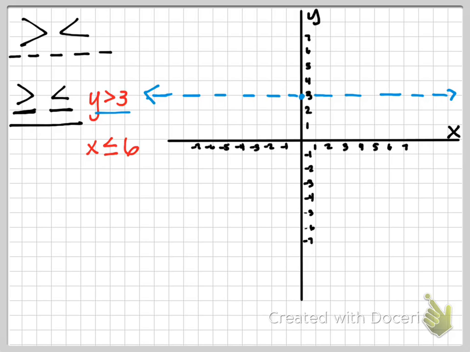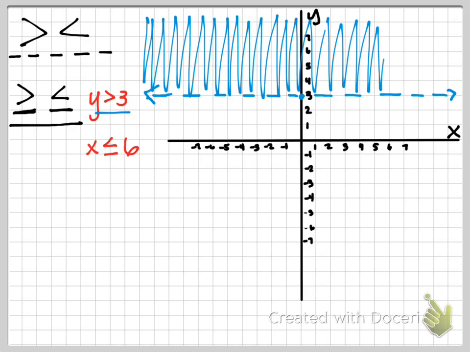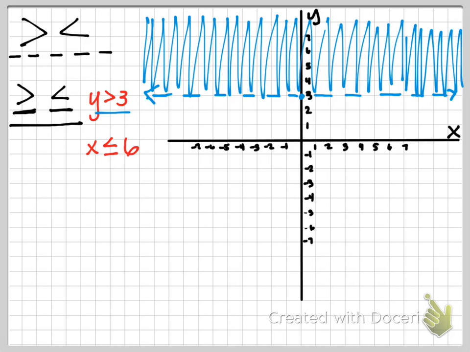Now I've got to shade because it's y is greater than. It's not just one number, it's every number that's greater than 3. Am I going to shade above the line or below the line? Let's look at the numbers. The numbers below the line are getting smaller than 3, so I definitely don't want to shade below. All the numbers above the line are getting greater than 3, which is exactly what it says: y is greater than 3. So I shade everything above the line, and you just keep shading everything above the line.